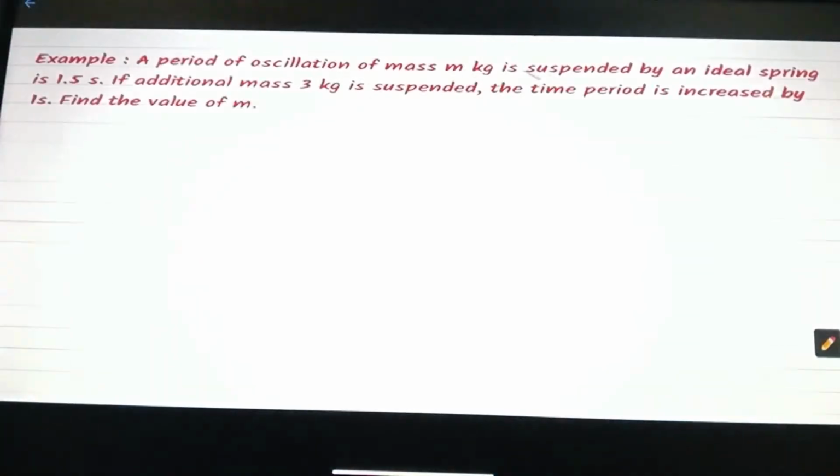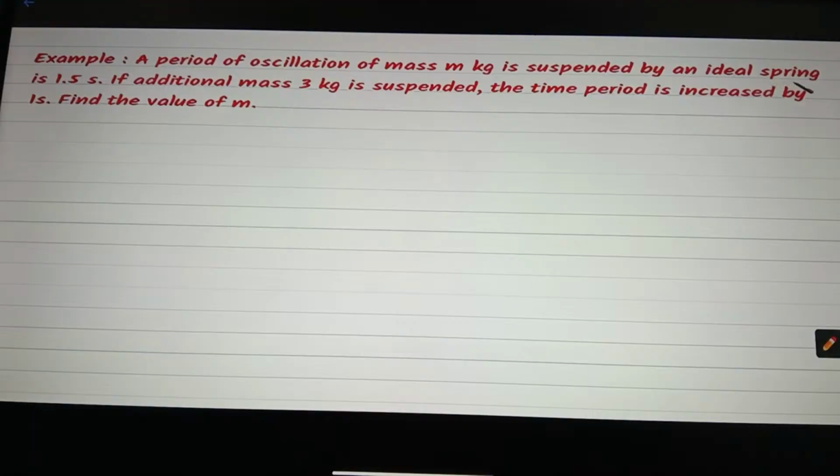Let's do this. A mass m kg suspended by an ideal spring has a period of oscillation of 1.5 seconds. If an additional mass of 3 kg is suspended, the time period is increased by 1 second. Find the value of m. Let's solve this.